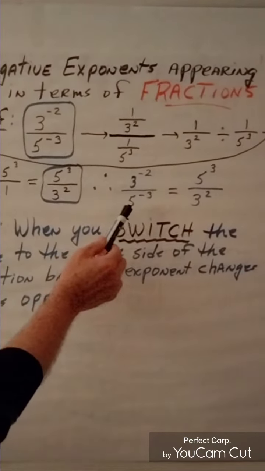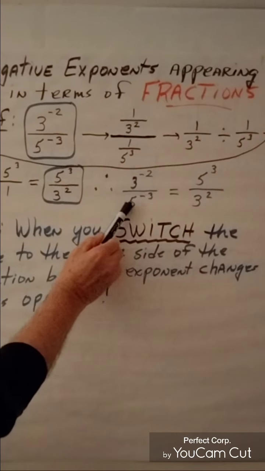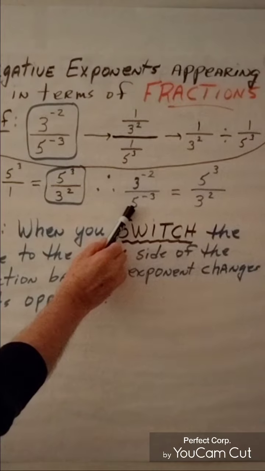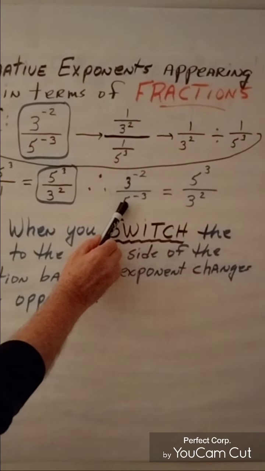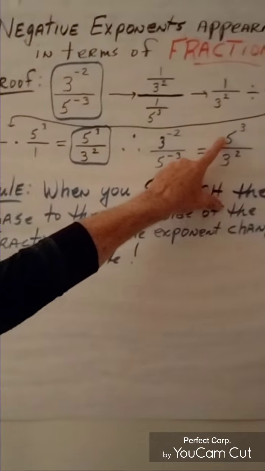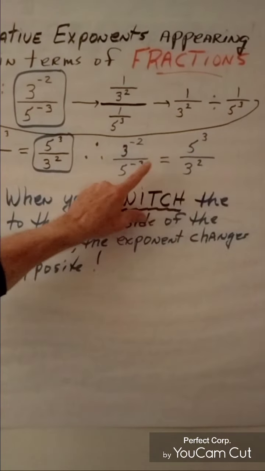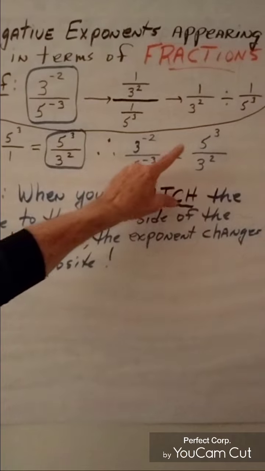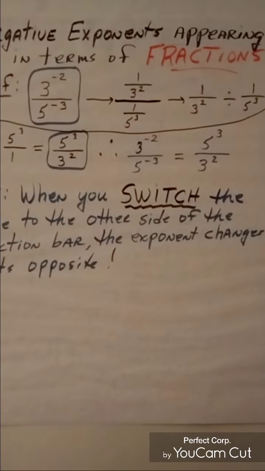And likewise here, if I switch this base of 5, which is in the denominator position right now, to the other side of the fraction bar, elevate it up to the numerator position, that gives me the authority to change that negative 3 to a positive 3. That would be the accepted answer.